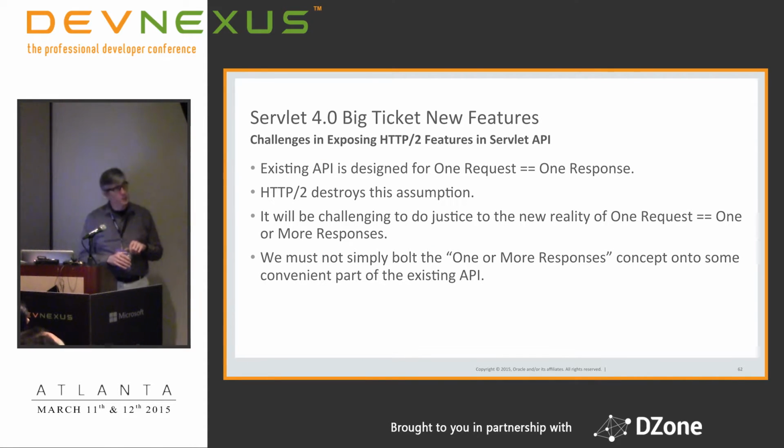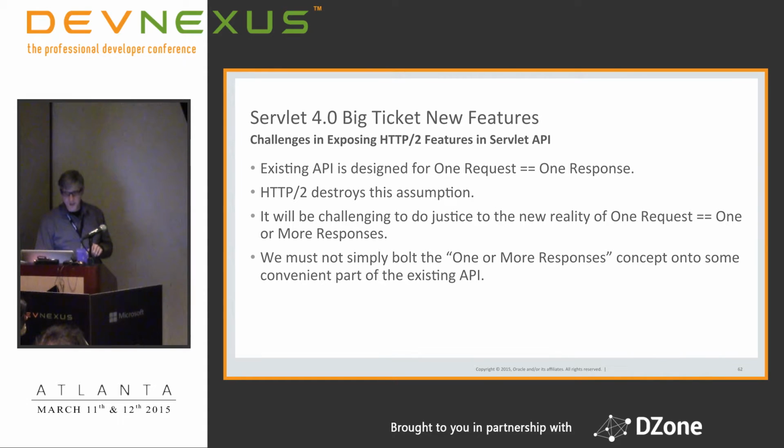The first big challenge we have to face is that the existing Servlet API is designed for one request, one response, right? And HTTP2 being bidirectional kind of destroys that assumption. So it's going to be challenging to do justice to that, but I think we have a way to do it. But we must not simply bolt the one or more responses concept onto some convenient part of the existing API.